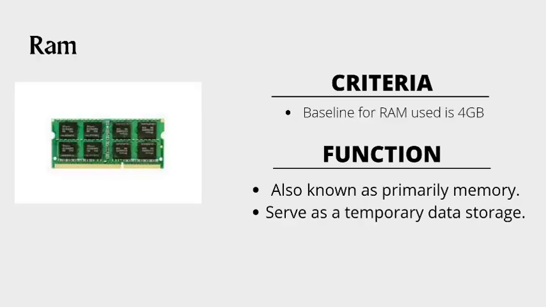The second one is RAM, and its criteria is the baseline for RAM use is 4 GB or a gigabyte, and its function is also known as primary memory and serves as a temporary data storage.